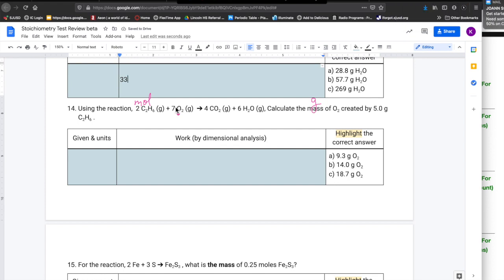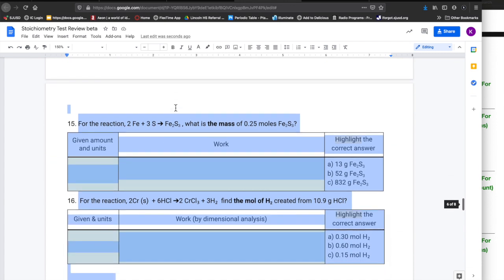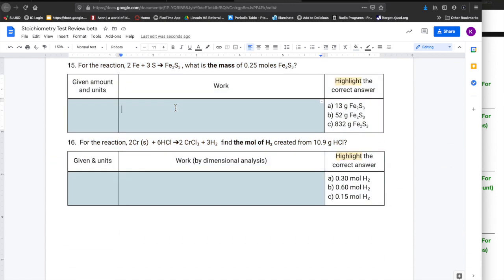Whoops, sorry about that. Oh, look at that. I am in trouble. Moles, grams. So we want to use the mole ratio, and we want to follow it up with the molar mass. The only time we use 3 of these is when we're going from grams to grams. There's no grams to grams, there's not 3 of them.